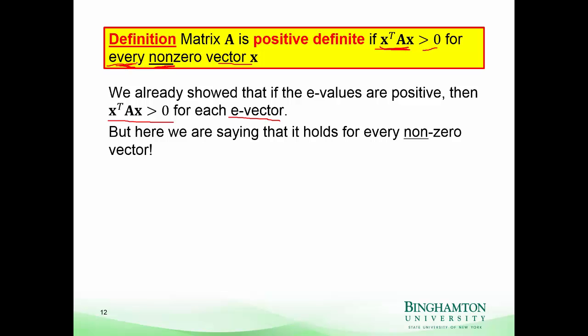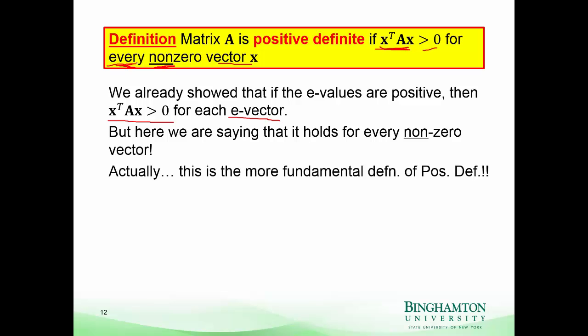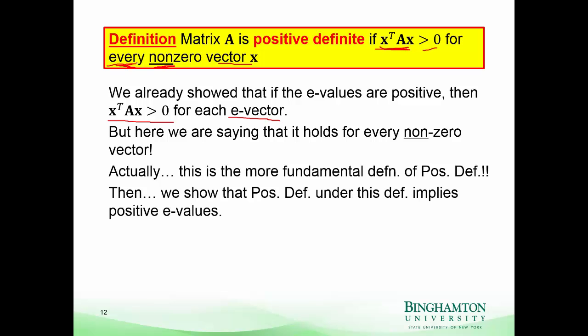So the way that most people define positive definite is this way. And then they argue that that then shows that the eigenvalues must be greater than 0. So as I said, this is the more fundamental definition of positive definite. And then we show that the positive definiteness under this definition implies positive eigenvalues. So we're not going to do all that proving, but it could be done.